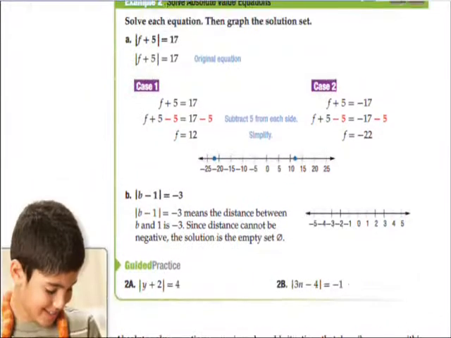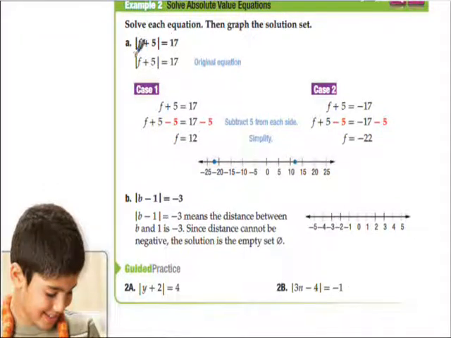So take a look down here. What we do, if I say solve the absolute value of f plus 5 equals 17, then what we're going to do is we're going to solve for f plus 5 equals 17, and we're going to solve for f plus 5 equals -17, okay? Because it could be positive or negative.